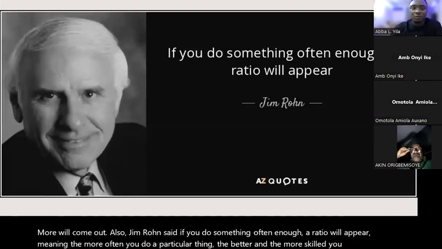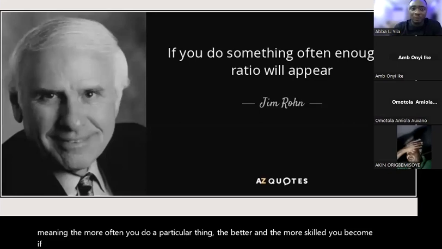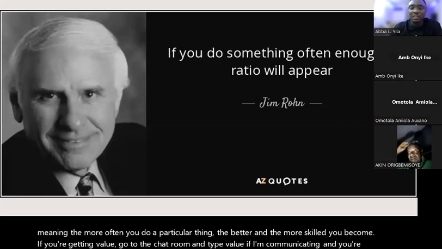If you're getting value, go to the chat room and type value. If I'm communicating and you're getting value, go to the chat room and type value.